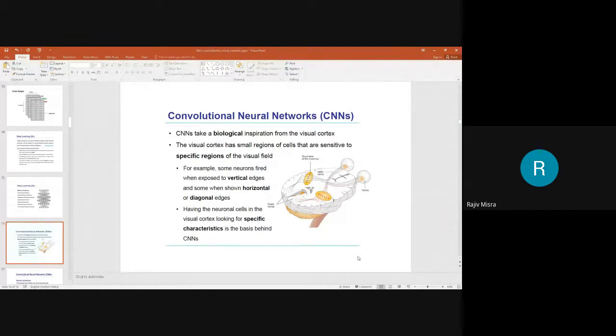The visual cortex has a small region of cells that are sensitive to specific regions of the visual field.